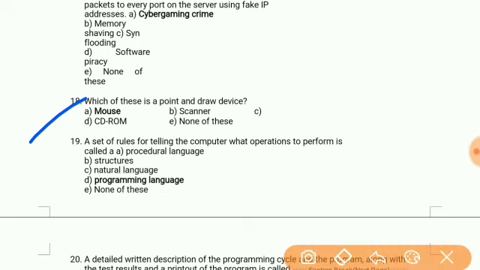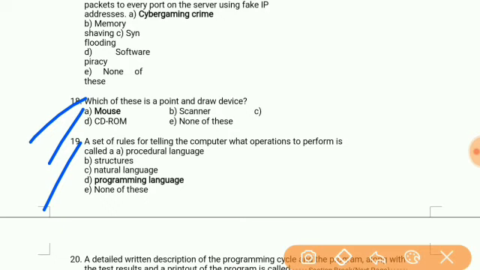Then which of these is a point and draw device? That is mouse. With the mouse you use point and draw. We can point and draw anything using the mouse. Then, not draw, what it means is you can drag, like you point with the mouse and drag, you can select any object.